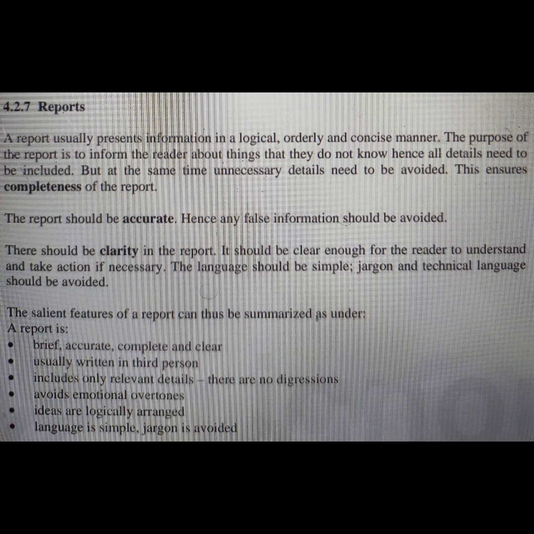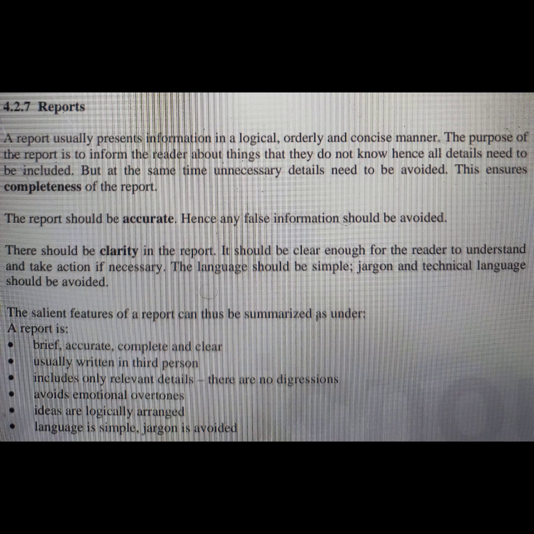Reports. A report usually presents information in a logical, orderly and concise manner. The purpose of the report is to inform the reader about things that they do not know, hence all details need to be included. But at the same time unnecessary details need to be avoided. This ensures completeness of the report. The report should be accurate. Hence any false information should be avoided.